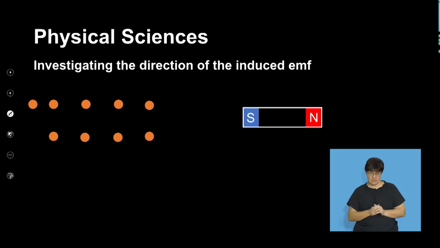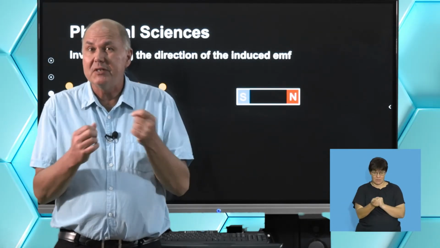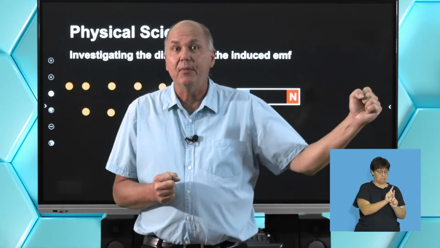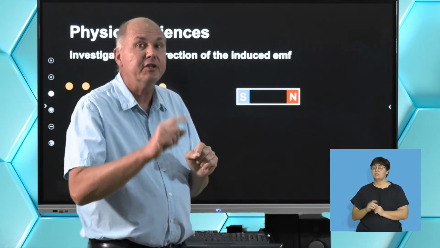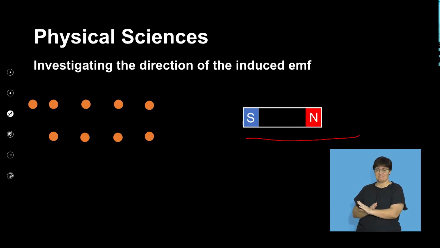So the south pole was pretty close, and it's now gone further away. What do you think is going to happen? What does Lenz's law say? Remember the undecided teenager? You're pulling the south pole away. Well, guys, this is also going to be a change in flux. This one is moving away.